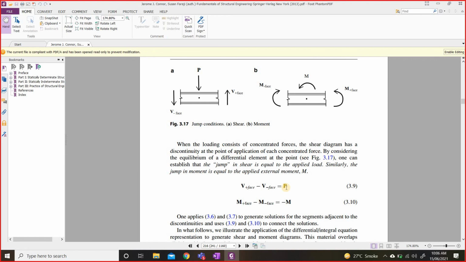So if you wanted to, you can use them in any case. If you know V positive, you can use it to calculate V negative. If you know V negative, you can use it to calculate V positive face.